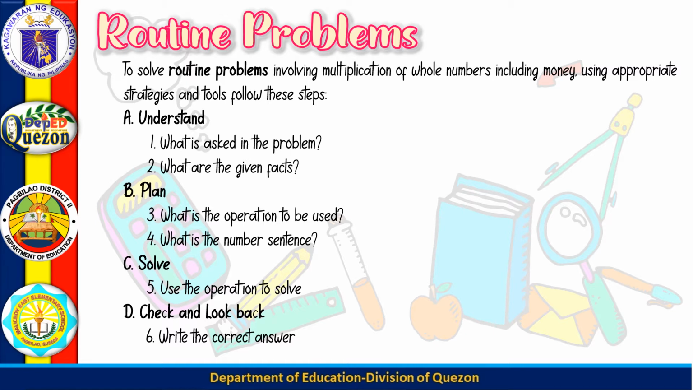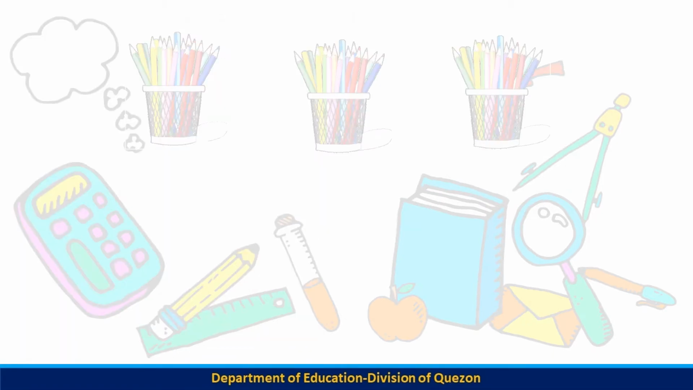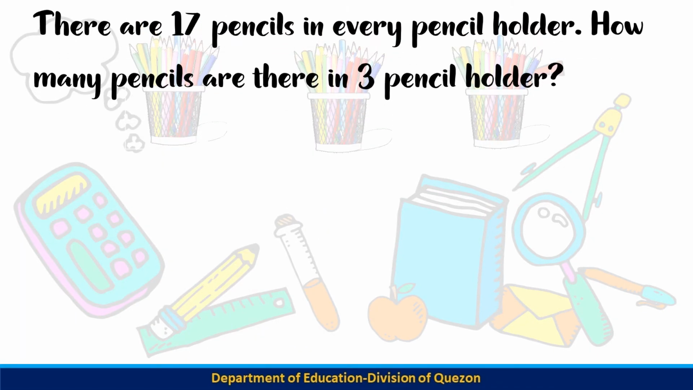That is the plan. The third step is to solve. Use the operation to solve. If your operation is multiplication, then use multiplication to solve the problem. And the fourth one is check and look back. Write the correct answer or divide to know if your answers are correct. Now, let us have the first example.